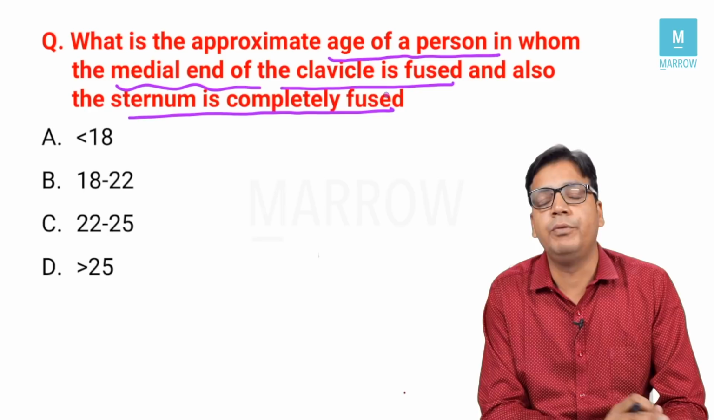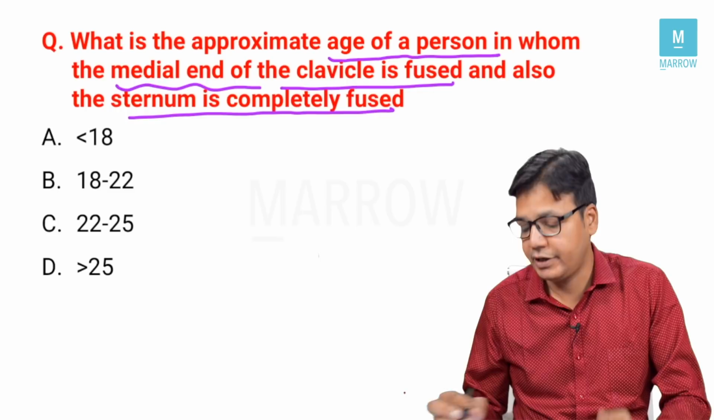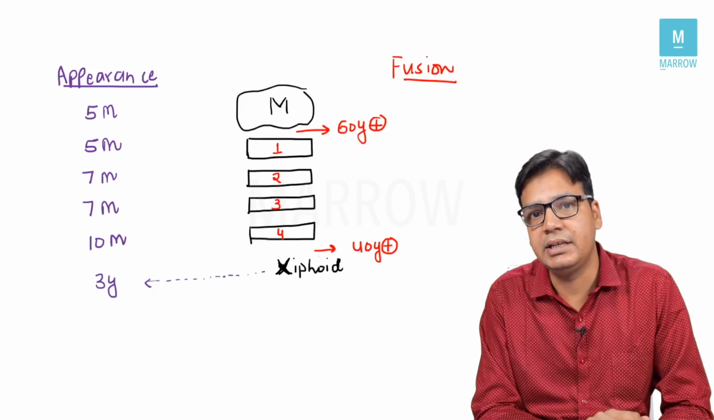Now, there are actually two different things for the ossification center. The first is the appearance of the ossification center. The second is fusion. Now, let's see the slide of sternum first. This is a very important slide. This question comes in the exam. What is the age of appearance of the sternum?